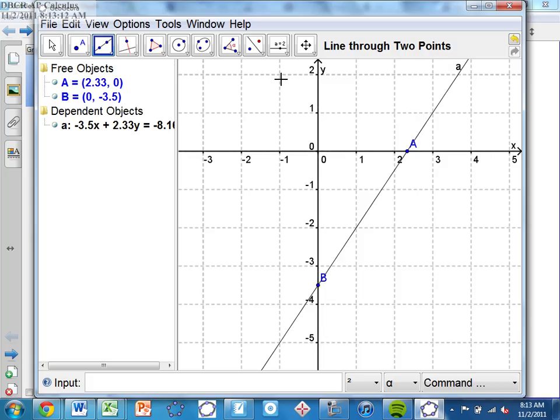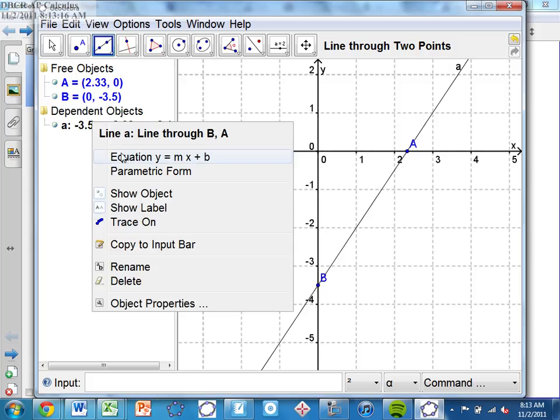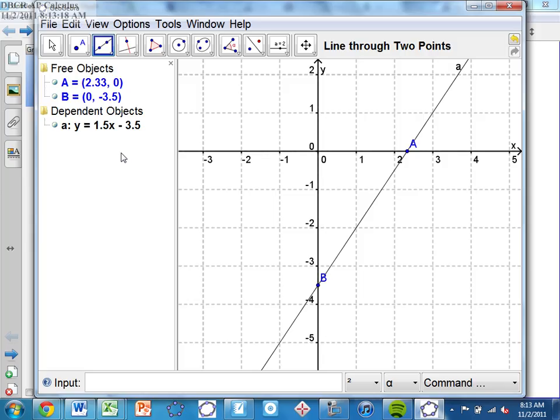I can take a look at this one, and I can right-click and put it into y equals mx plus b form. And we'll see that we clearly have a slope and a y-intercept. And look at the y-intercept. See negative 3.5? What was your y-intercept? Negative 3.5. Same thing. It's amazing, isn't it? So the 1.5 is your slope.